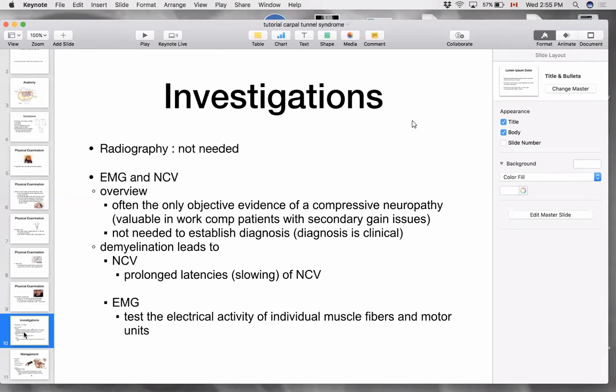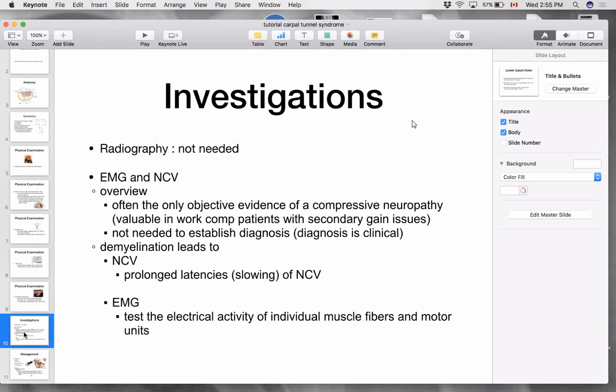Other tests that can be done are EMG, electromyography, and nerve conduction study. Often this is the only objective evidence of compressive neuropathy, valuable in work compensation patients. Some patients will come looking for work compensation benefits or time off, and they will give you a classic presentation of carpal tunnel. But there is no objective way of confirming this except with the EMG and the nerve conduction study.